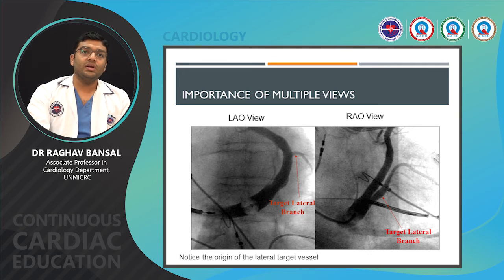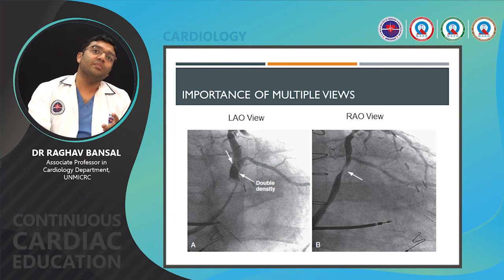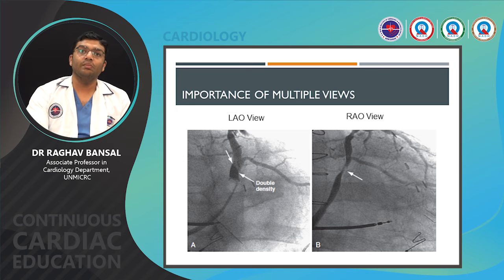So that is very important, to know the importance of multiple views. So this is another example. You see a double density in LO view, but still it seems everything is fine and you should be able to cannulate and do everything properly. It's a very nice big vein where you can implant a lead.